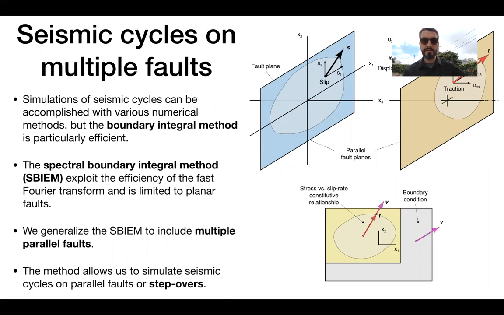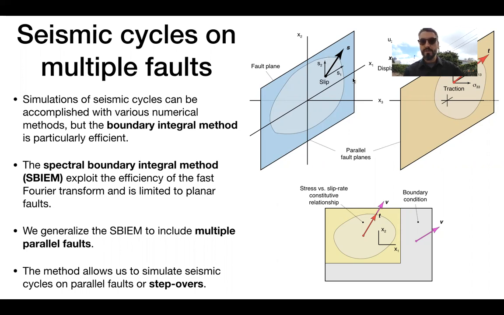be discretized numerically. The spectral boundary integral method is a subclass of the boundary integral method, where the calculations are conducted in the Fourier domain. The spectral boundary integral method exploits the efficiency of the fast Fourier transform, but is limited to planar faults. So we generalize the spectral boundary integral method to include multiple parallel faults.